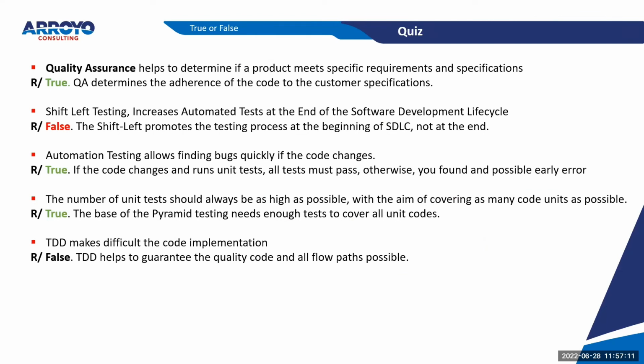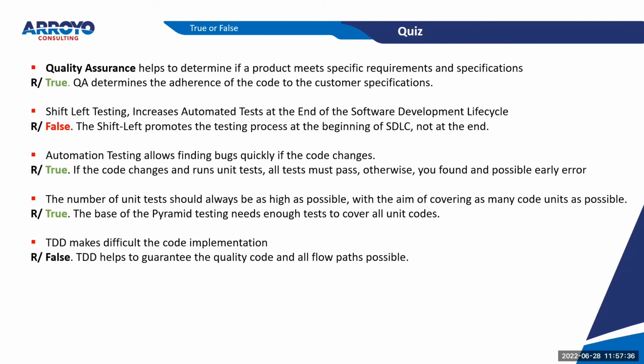Totally simple here. Quality assurance helps to determine if a product meets specific requirements and specifications. It's true, because QA determines the adherence of the code to the customer's specifications. So the idea with quality assurance is to be totally sure that all requirements are accomplished with the code.